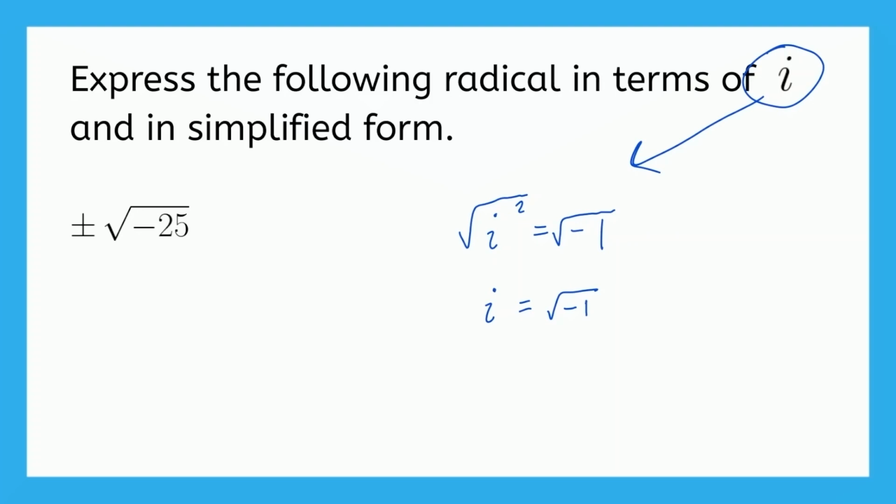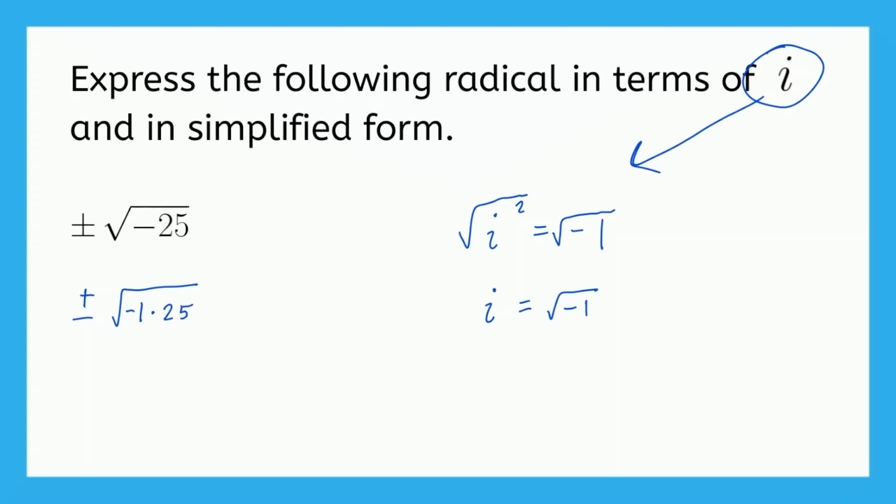But for now, let's talk about what we can do with this expression, plus or minus the square root of negative 25. Well, we could describe negative 25 as negative 1 times 25. Now we can take this radical and separate it into two radicals. If we had two negatives inside here, we would not be able to separate it into two radicals, but because we have only one negative, we can do that. You can also separate something like this into two radicals if you have only positives.